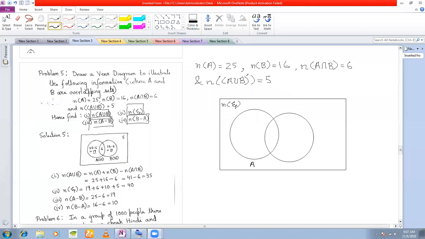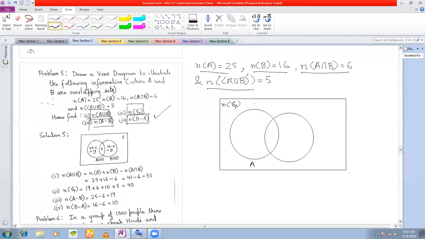The question here is: draw a Venn diagram to illustrate the following information. What information is given? The cardinality of A is given. The cardinality of B is given. Cardinality of A intersection B is given. And cardinality of A union B complement is given. You need to illustrate this in a Venn diagram, and then answer the 4 questions that are there.